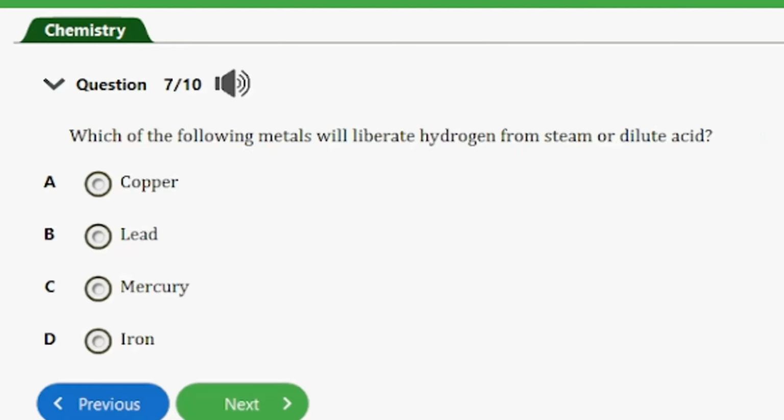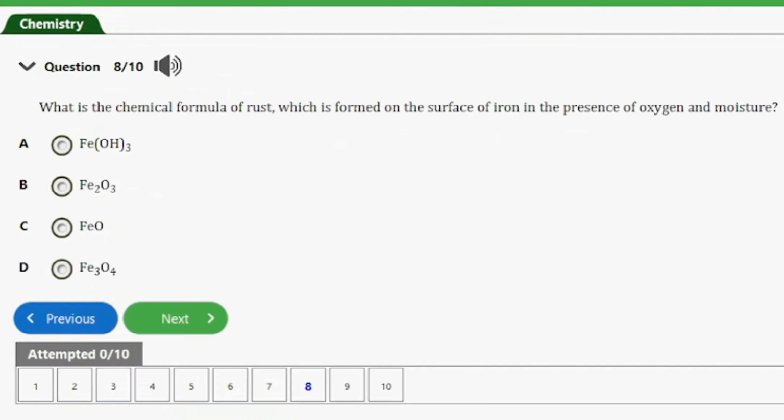Question number 7, it says, which of the following metals will liberate hydrogen from steam or dilute acid? So we have options A. copper, B. lead, C. mercury, D. iron. So guys, the answer to this question will be option D here, and that's iron. So let's consider the next question, guys.